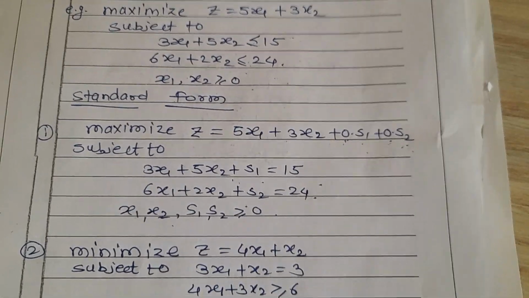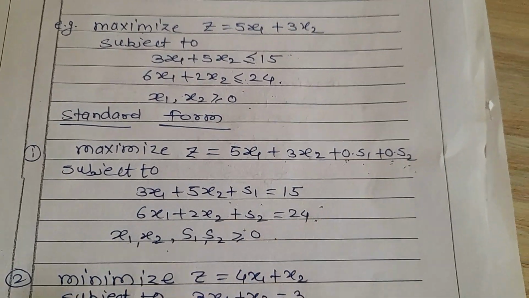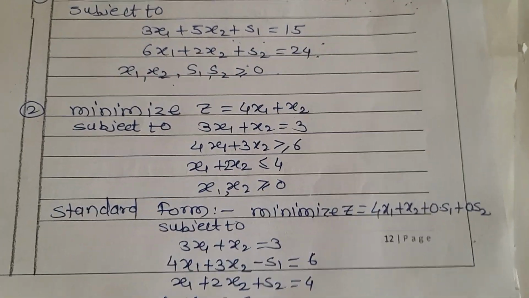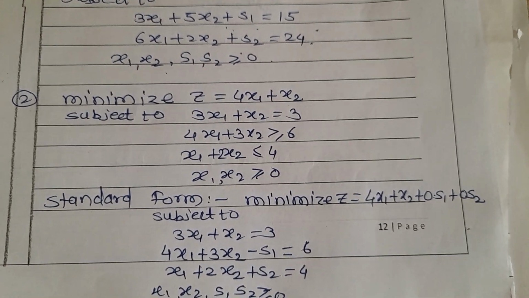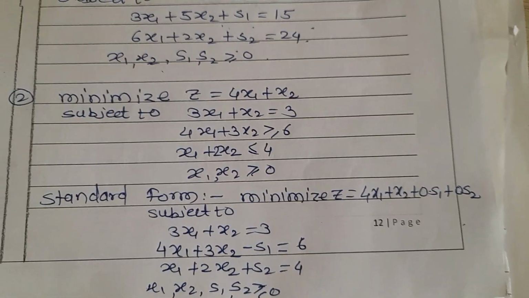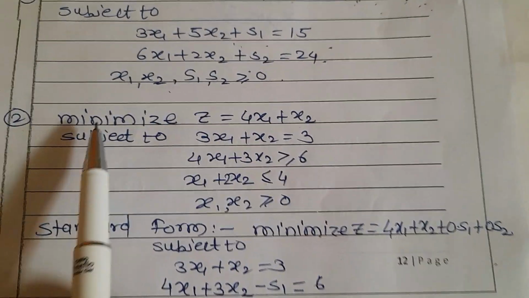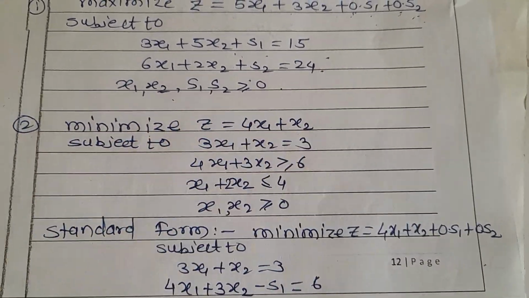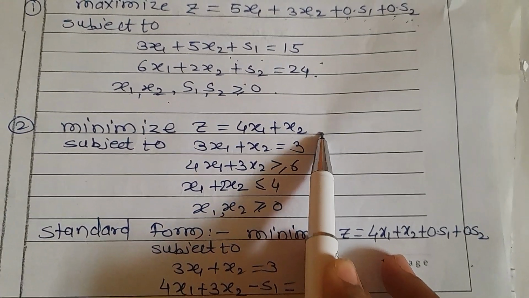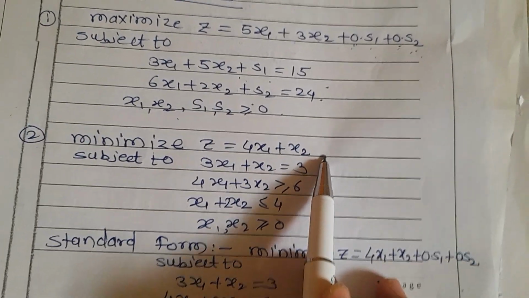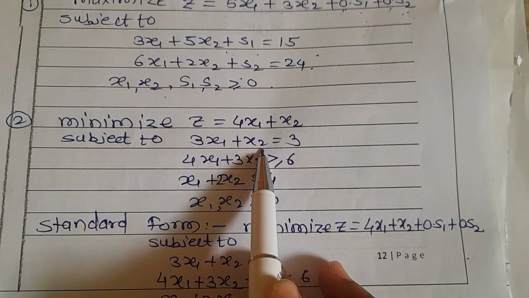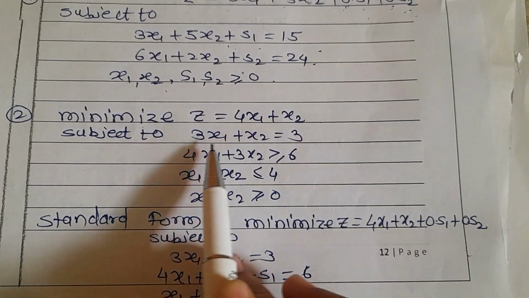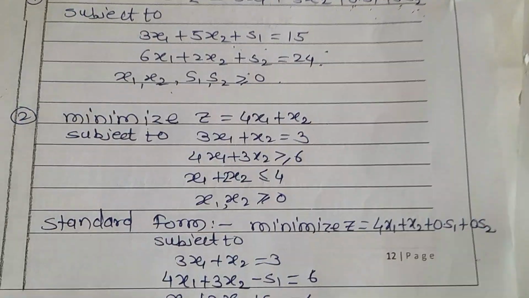Next we give a second example, of minimization type. Minimize z equals 4x1 plus x2 subject to conditions 3x1 plus x2 equal to 3, 4x1 plus 3x2 greater than or equal to 6, x1 plus 2x2 less than or equal to 4. Here there is no need to convert the objective function because it is either maximization type or minimization type. Here our objective function is of minimization type, therefore no need to convert it. Subject to 3x1 plus x2 equal to 3, here the constraint is already of equal to type, therefore no need to convert it.